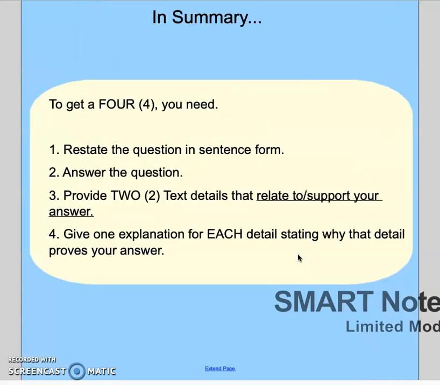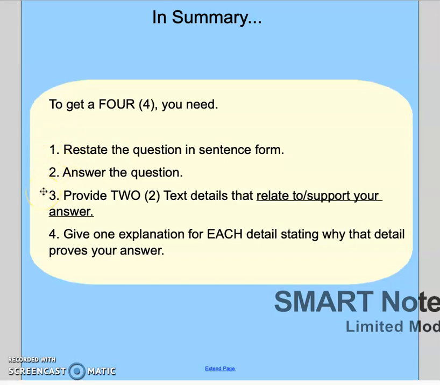So to get a 4, you'll need 1, to restate the question in sentence form, a complete, clear sentence restating the question, and in that restate, you can answer the question. For example, if the question is about power, who has the power in Tiger Rising? That could be the question. Who has the power in Tiger Rising? And I might say, the person who has the power in Tiger Rising is Bucamp. Okay, Mr. Bucamp. So I restated and I answered in the same sentence. So to get a 4, you need those 2 things.